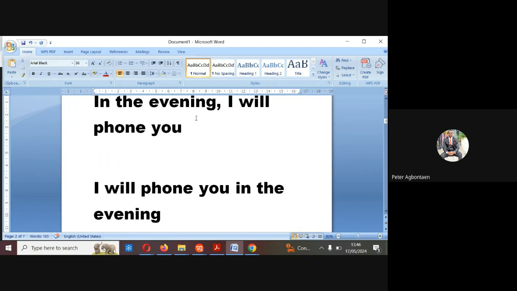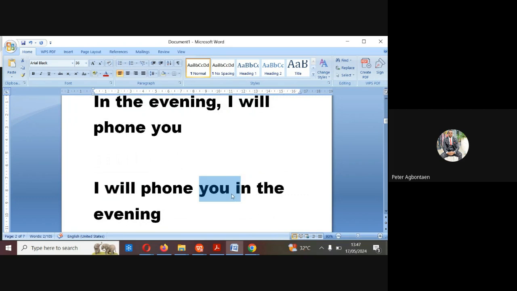But the difference is the order of the words has changed. Now, this one starts with "in the evening," whereas this one starts with "I will phone you." This one ends with "I will phone you." This one ends with "in the evening." So this is what we mean by changing sentence structure. So sometimes you can think about how you can reorganize the words that you have in the sentence to change their order and change their position.